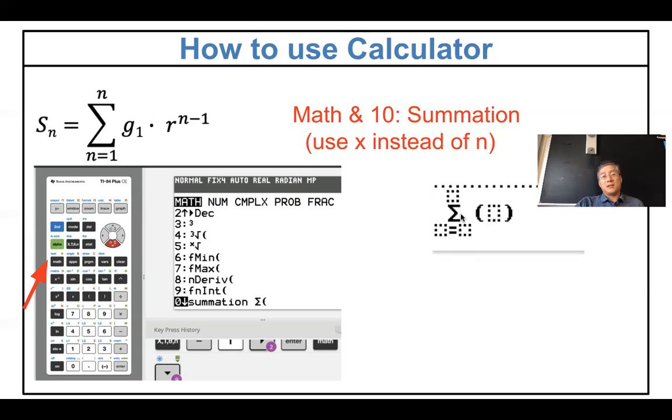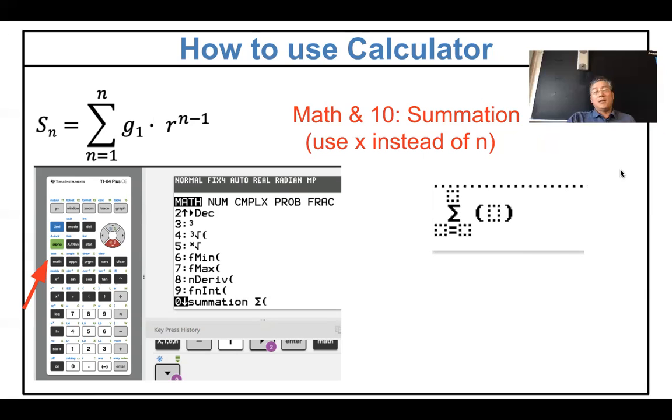All right, then you will see it like this. And as I told you already, put x equal to 1 to how many terms, and then the formula here. You understand, right? Like this.